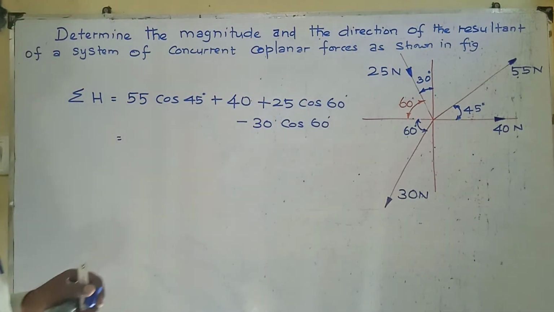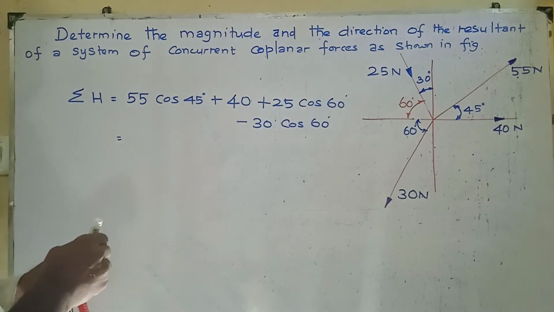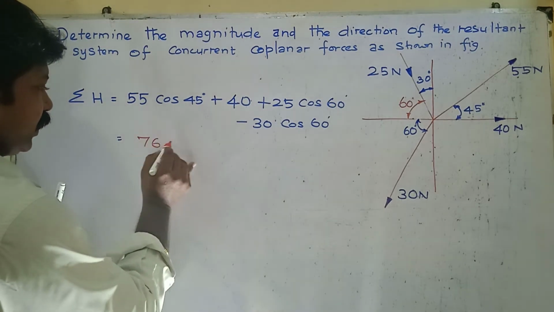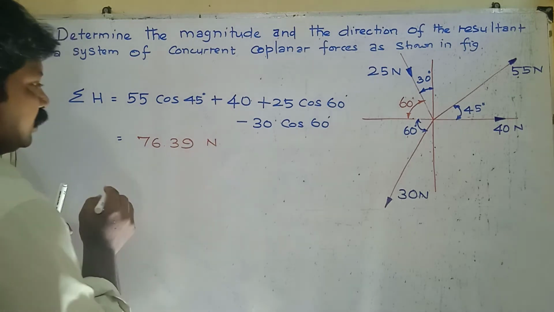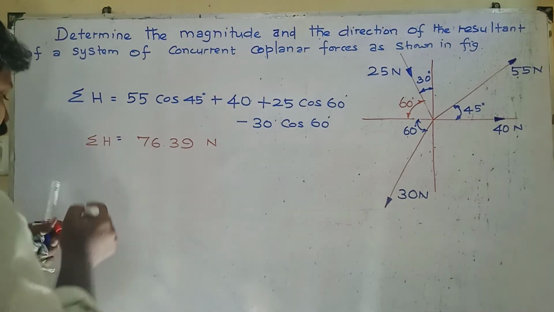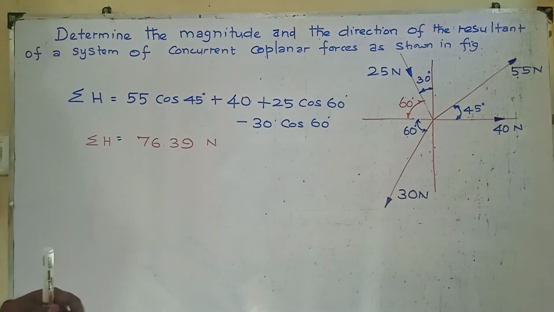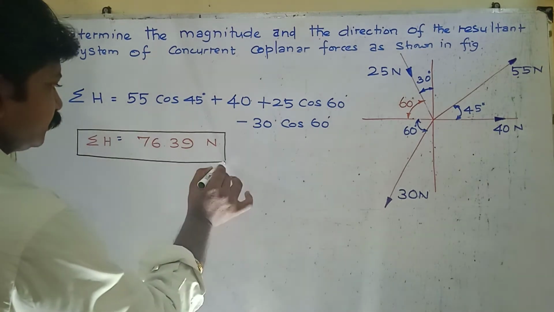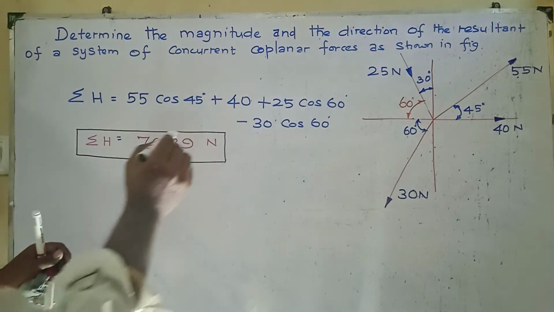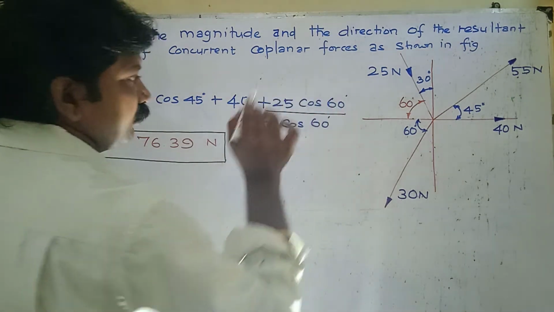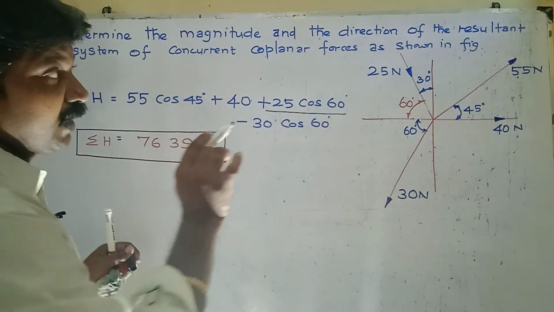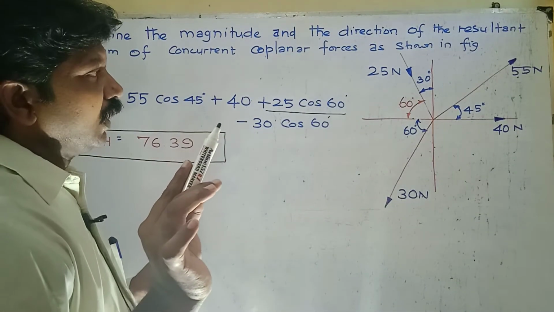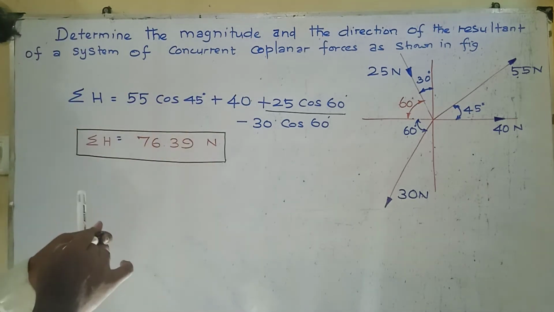Now calculate the sigma H value. Sigma H equal to 76.39 Newton. So this is our main difference: the force is placed in the second quadrant, but the arrowhead direction is towards right side, so positive. Very, very important.